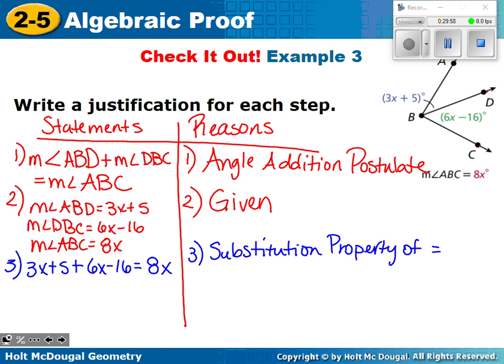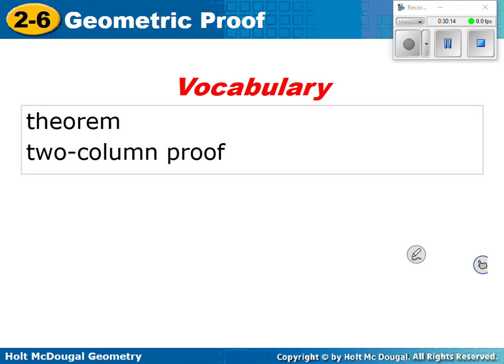Okay. So let's look at 2, 6. Same process. If you're doing a proof, you are writing it as 2 columns. You are doing statements and reasons. You are numbering them 1, 2, 3, 4. Okay? We set up our algebraic proofs that way so that it would make the geometric proofs that much easier.